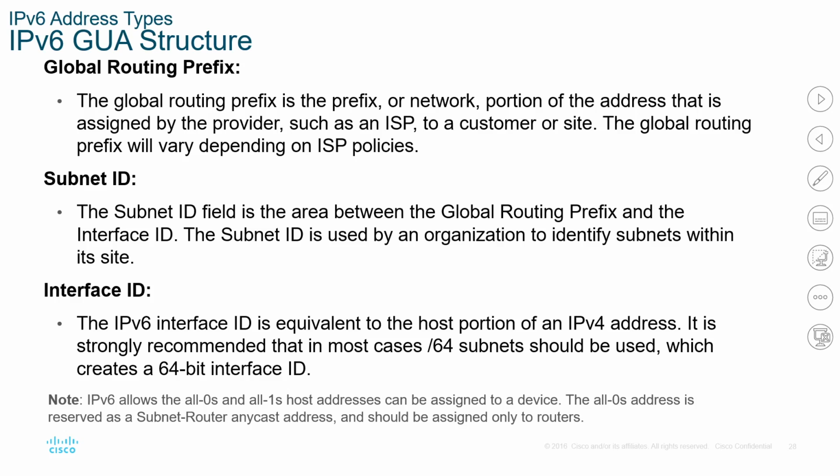The global routing prefix is a prefix or network portion assigned to you by the ISP, AT&T, Verizon, whoever it is. The subnet ID field is the area between the global routing prefix and the interface ID. It is used by an organization to identify subnets. We discussed this, so the prefix we're allowed to change. The ISP is going to give you some value.